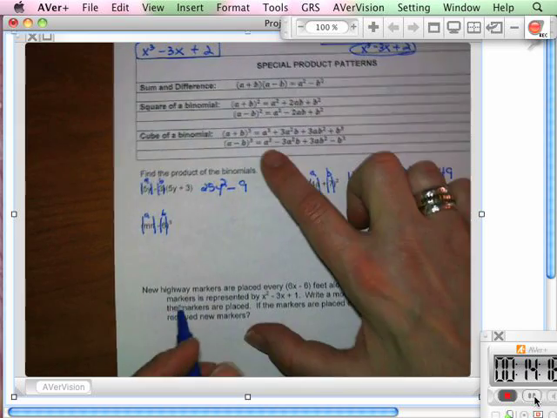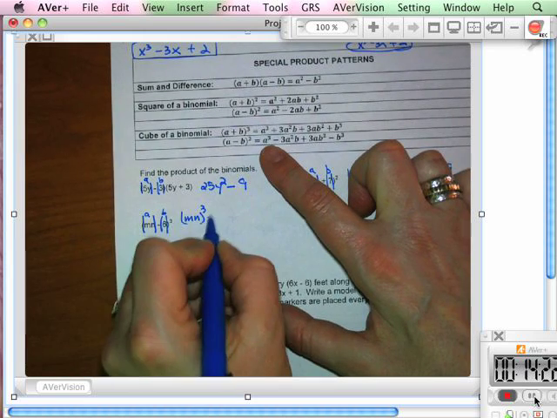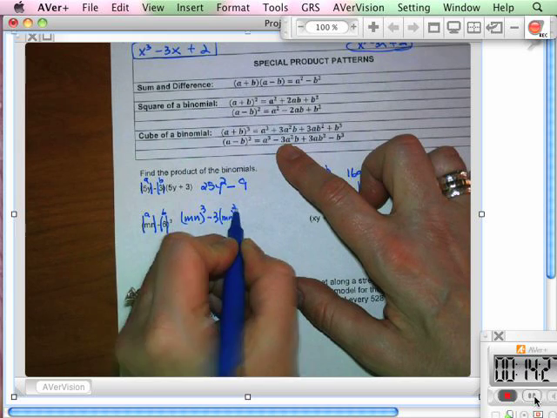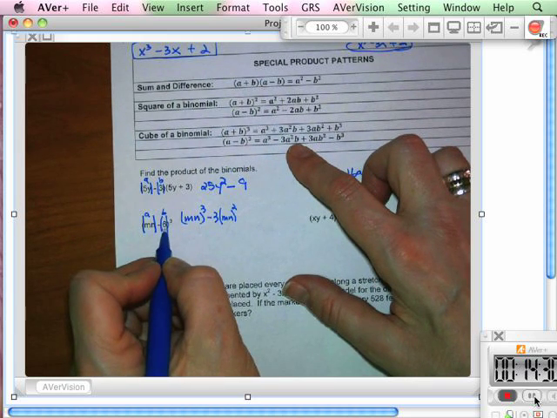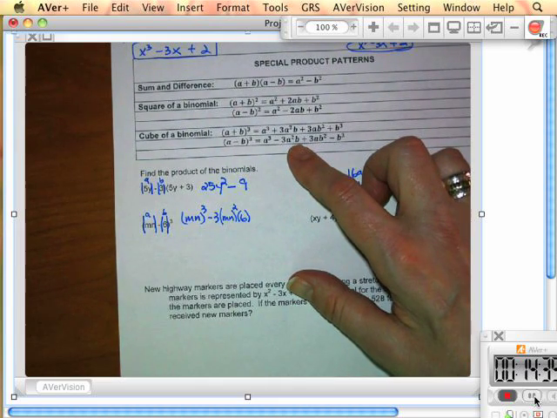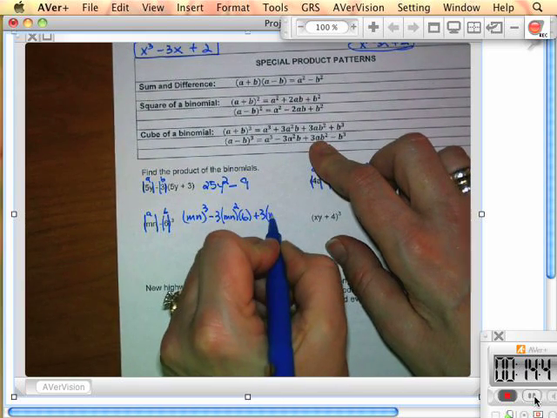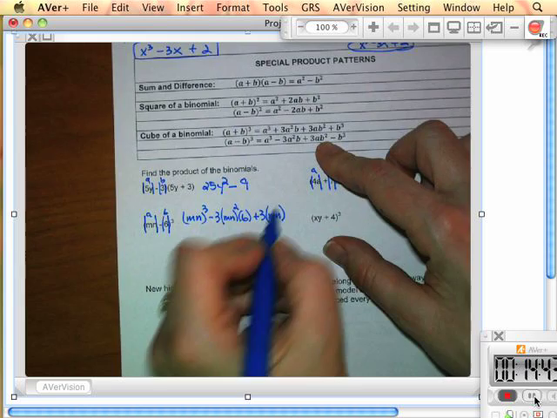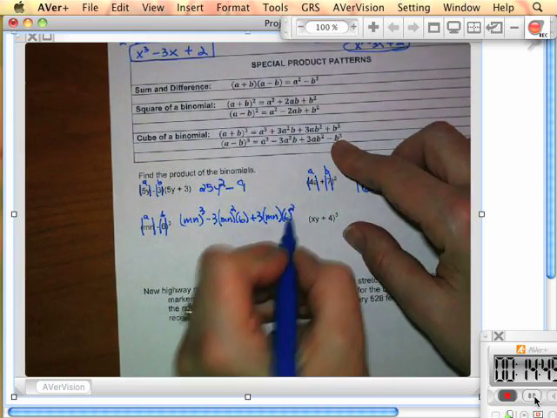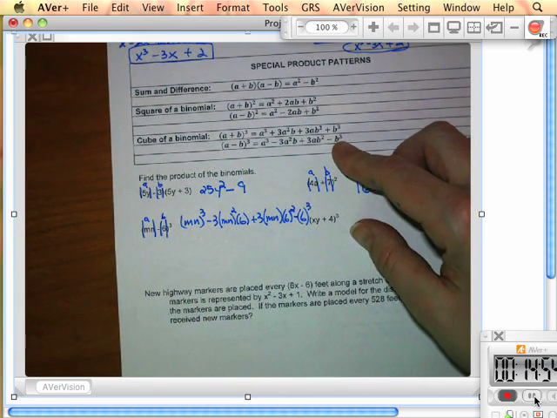So let's just follow the pattern. We have A cubed, so I'm going to write mn cubed minus 3 times A squared, which is mn squared, times B, which is 6, plus 3 times A, which is mn, times B squared, which is 6 squared, minus B cubed, which is minus 6 cubed. And then we just have to make it pretty.